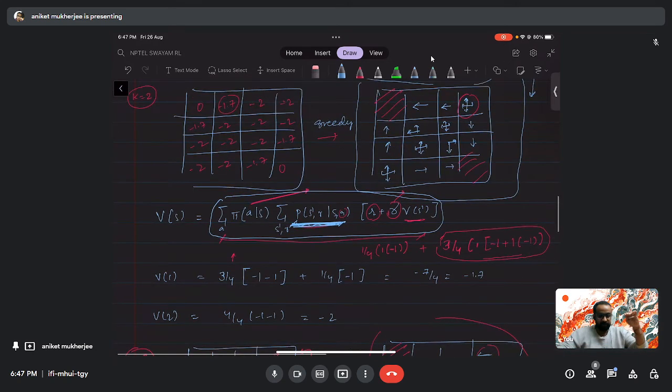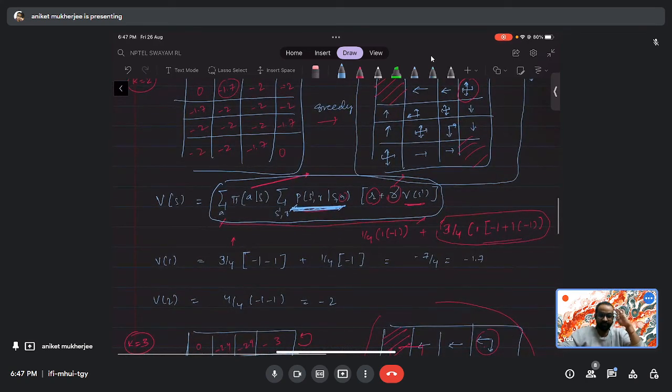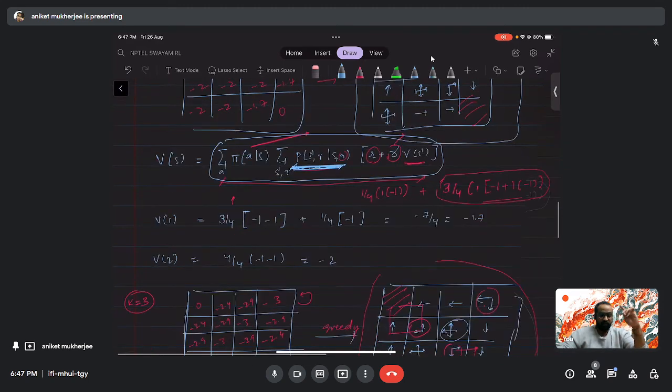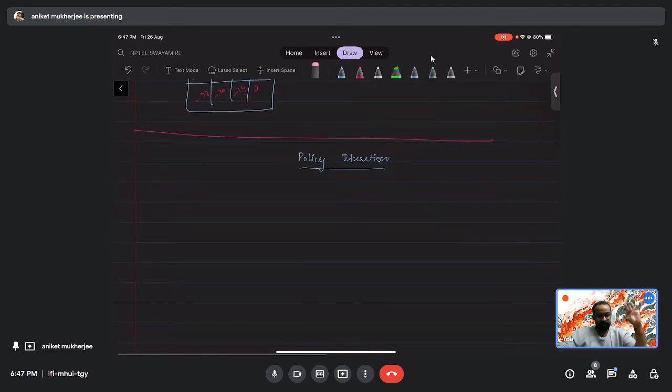Monte Carlo? If P is not given, I would be running samples with Monte Carlo, I'll come to that. But here we are assuming that P is given, and I'm showing that your MDP is given, and then your value is converged.